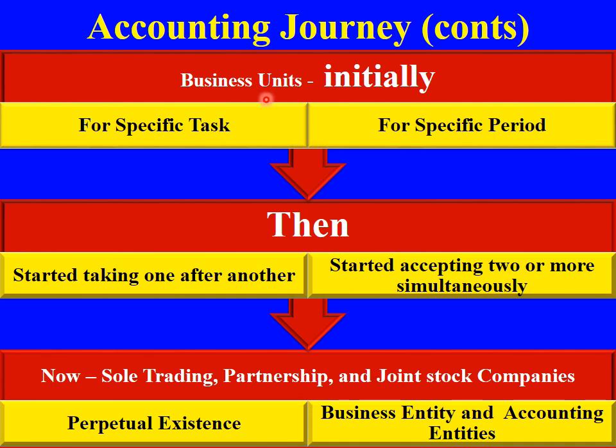You can see here, initially we had business units. For what purpose? For a specific purpose. We do business only for a specific term and for a specific task. That is how business units ran initially. Then, once they were done with a particular task, they started to take one after another. They complete one task, then take up the second one. Then they started to accept two or more simultaneously.